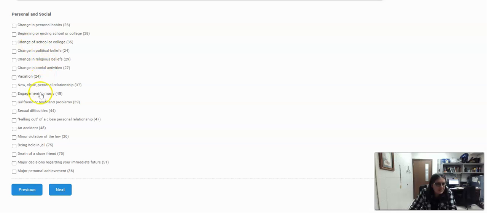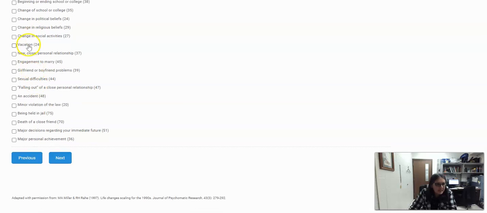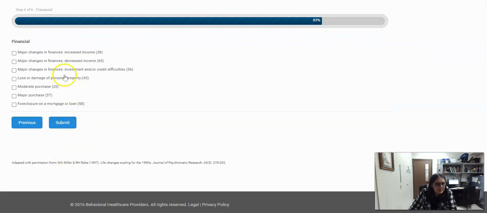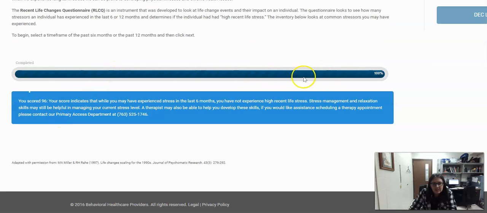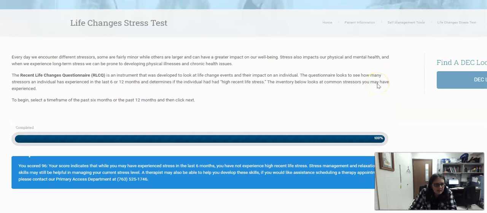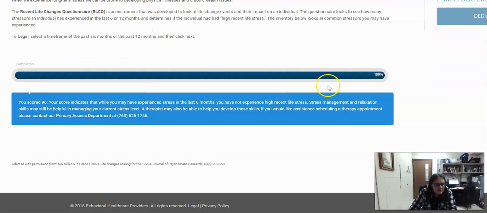So different changes in any of these things, even a vacation goes in there, at least getting ready for it. So lots of little pieces, different financial, major purchases, anything. So you check them off. I just did it really quick. I would be checking more than that. And then it said, give me my score out of 96.